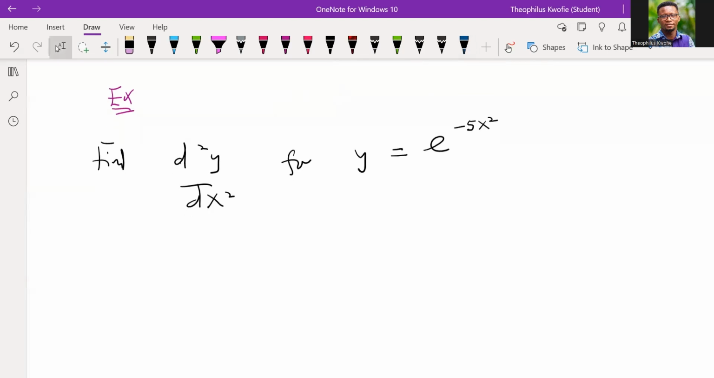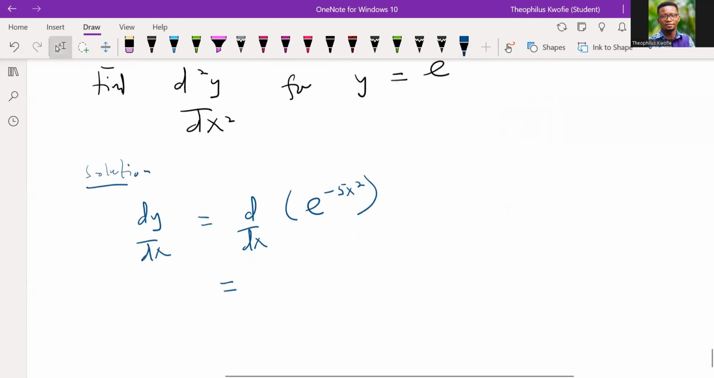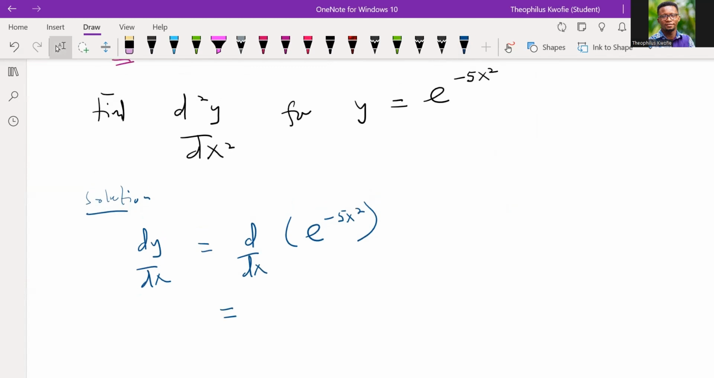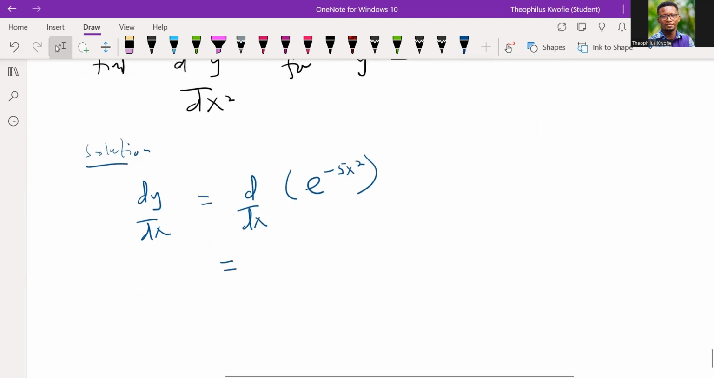We apply the derivative on both sides. Since we want to find the second derivative of this function, first we need to find the first derivative, then we go further to find its second derivative. By using the chain rule, we first find dy/dx.